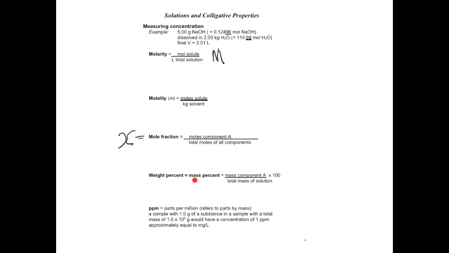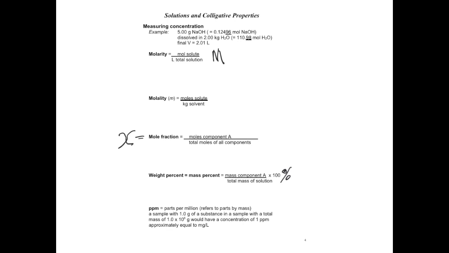Weight percent, or mass percent, is probably a better way of saying it, although in old language you'll still hear weight percent, and sometimes I'll even call it that. But usually mass percent's better because we're dealing with grams. So you take the grams of one of the components that you care about and divide it by the total mass of all of the components that are present in the solution. Multiply that by 100%, and so that gets reported in a percent.